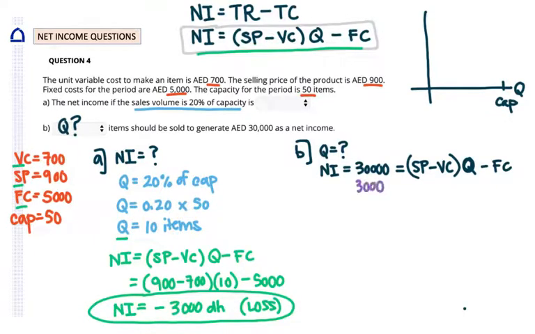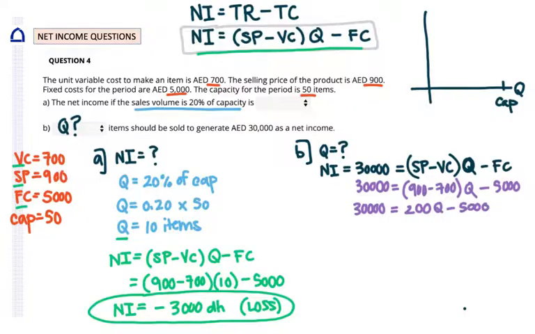30,000 is the net income we want. The selling price was 900. The variable cost was 700. Quantity is what we want to find. The fixed cost is 5,000. Let's simplify a little bit, get rid of those brackets. 900 minus 700 is 200Q minus 5,000.